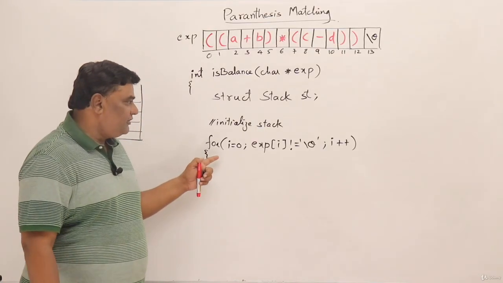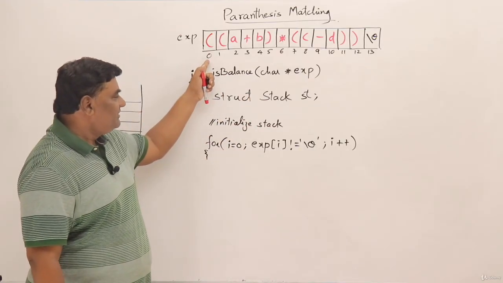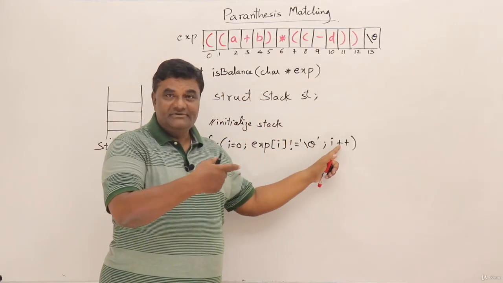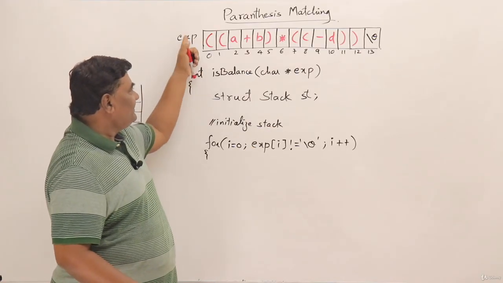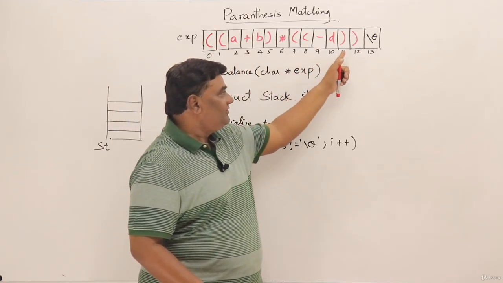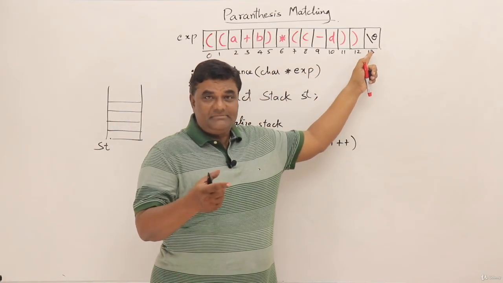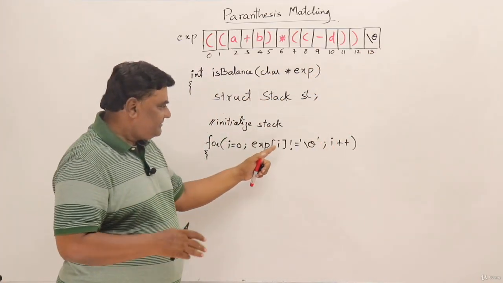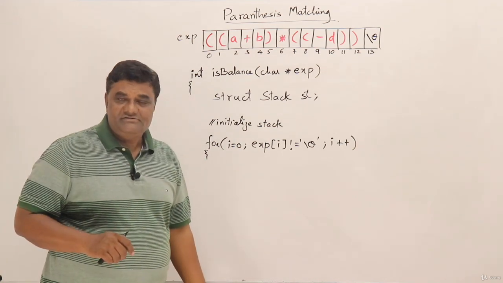So this for loop will scan through this expression. For i assigned 0, it starts from 0, and it will keep incrementing i plus plus until expression of i is not equal to \0. When it reaches \0, that is the null character, the string terminator, it will stop. So when it becomes equal, it will stop. So this will scan through this expression.